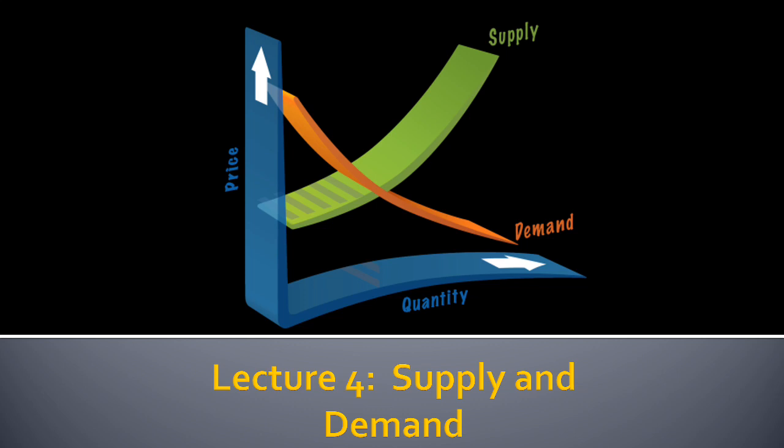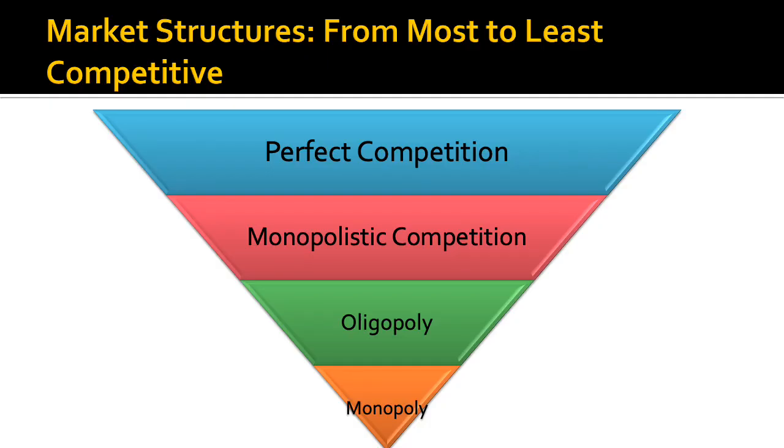Lecture 4, Supply and Demand. Supply and demand is the fundamental model of economics. It is the flow of the invisible hand. It helps us figure out prices of goods and how many goods are purchased and sold.